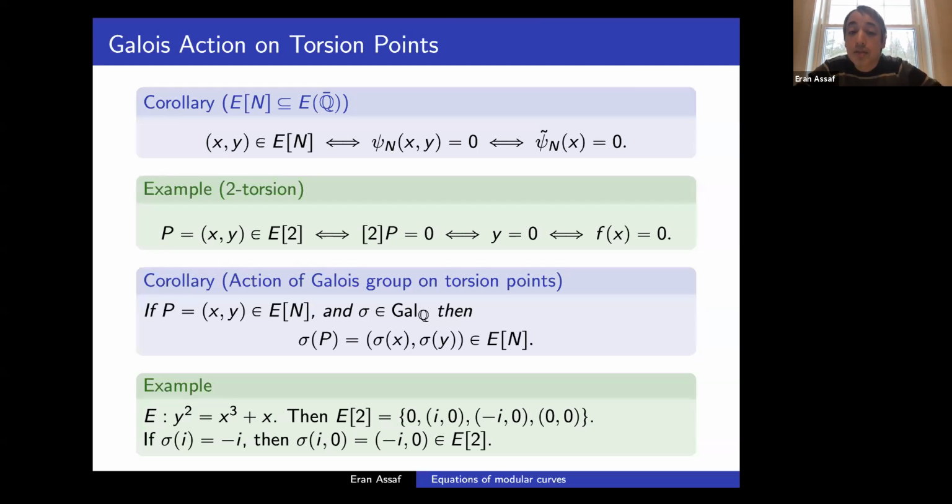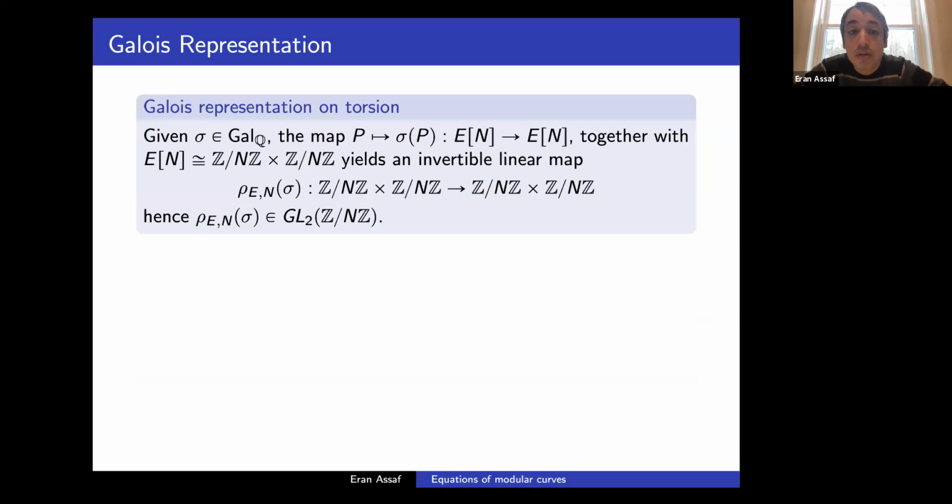So that's the action that we see on the torsion points. Now this action gives us a representation of our Galois group. So we have a map sending a point to another point, using this for any automorphism, sending the point P to the point sigma of P.